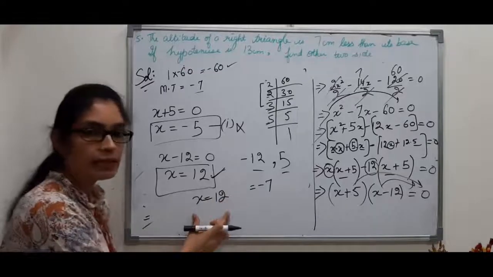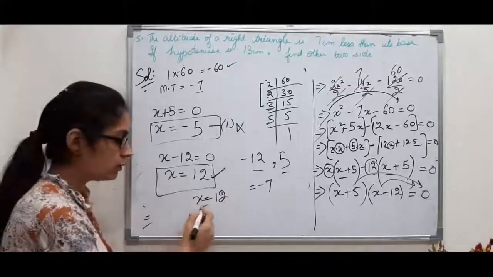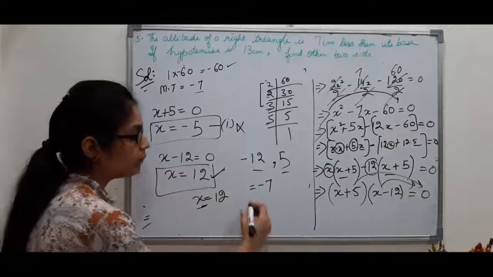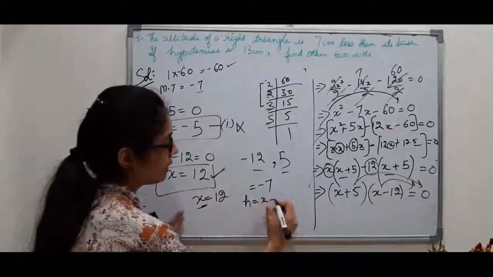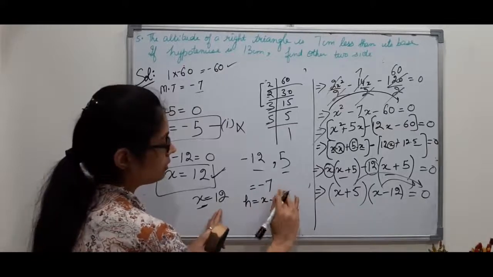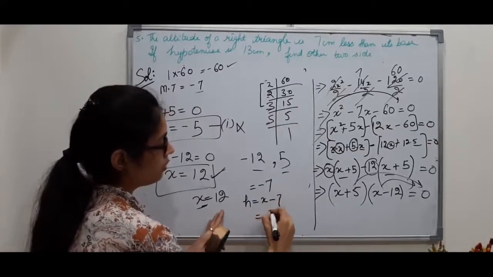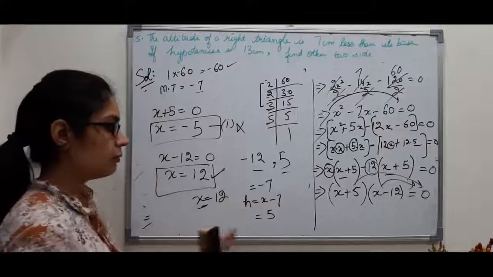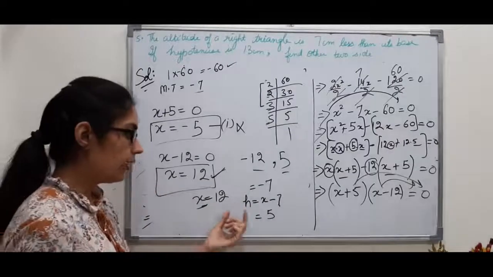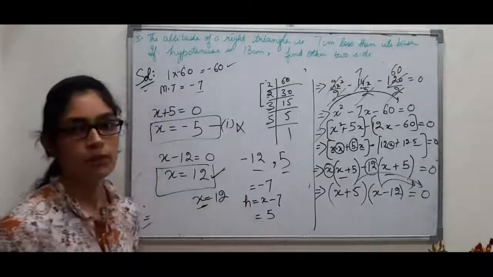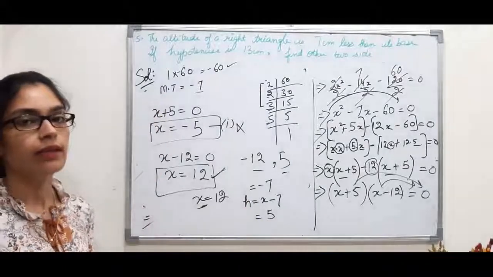So if the base, which we have assumed as x, is equal to 12, then the height or altitude, which is equal to x minus 7, will be equal to 5. 12 minus 7 will be equal to 5. So the base of the right triangle is 12 and the height is 5. Now let's do the next question and the last one.